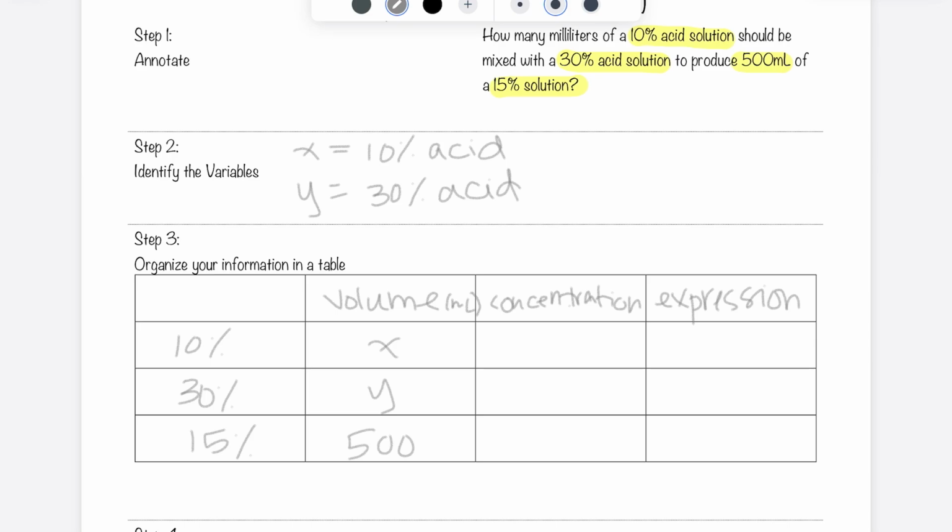My concentration, so I have to change these into decimals so that I can work with them. So to do that, I'm moving my decimal place twice. So move my decimal place twice. Move my decimal place twice. So those are my concentrations. My expressions is where I'm multiplying. So 0.10x, 0.30y. And this, I am actually going to multiply these together. So I've got 500 times 0.15. When I multiply those together, I get 75. So this is 500 times 0.15.